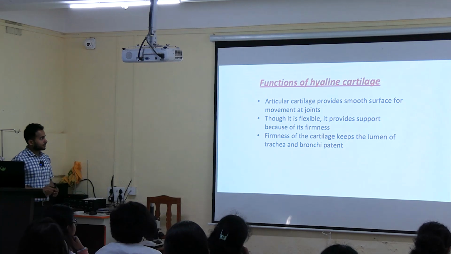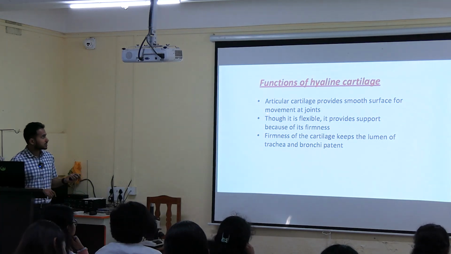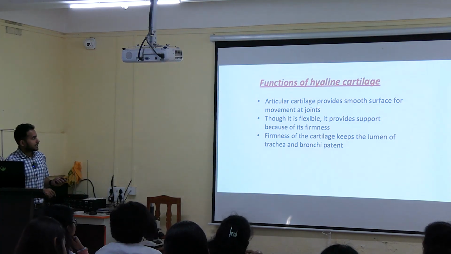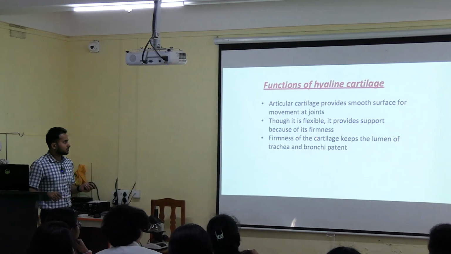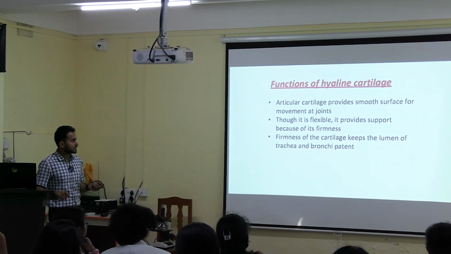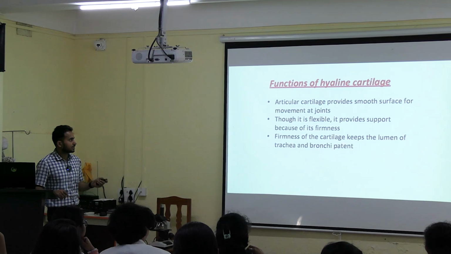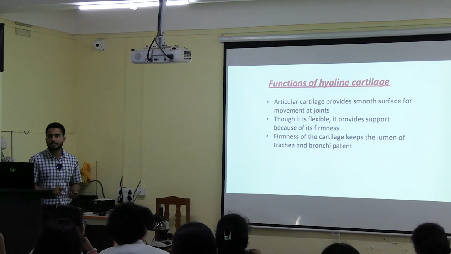Next is the functions of hyaline cartilage. So what are the functions? Articular cartilage provides a smooth surface for movement of the joint. Though it is flexible, it provides support along with firmness. Firmness of the cartilage keeps the lumen of the trachea and bronchi patent. So these are some important functions of the hyaline cartilage.